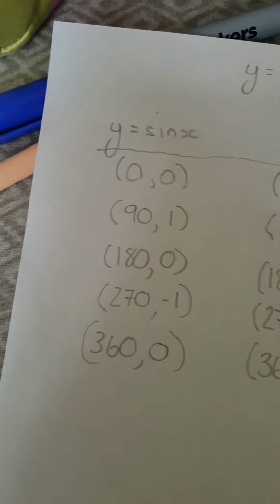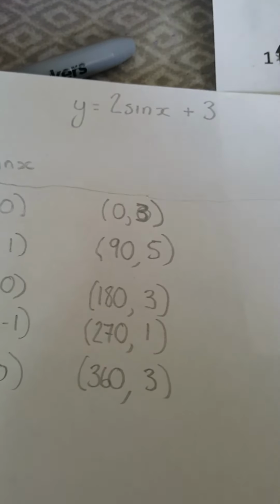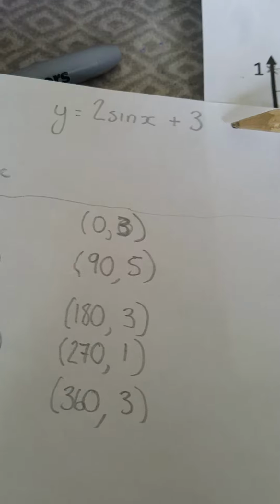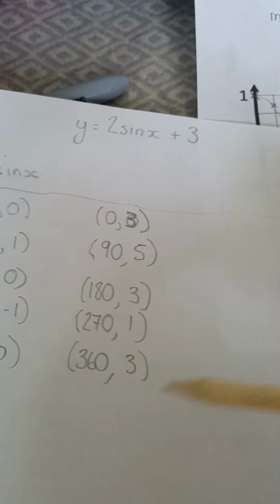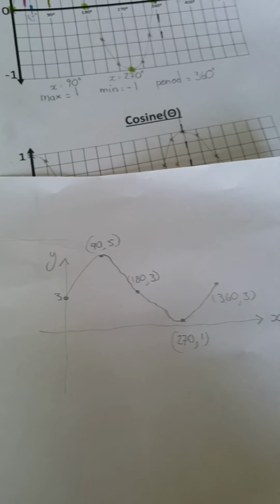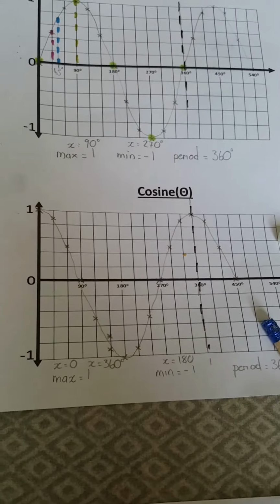Okay, so take the coordinates. Look at the equation. It's getting multiplied by 2, the y coordinate, and adding on 3. And then just do that to your y coordinates, plot them into the graph and draw the nice shape through. Okay. Let's do a wee example with the cosine graph.